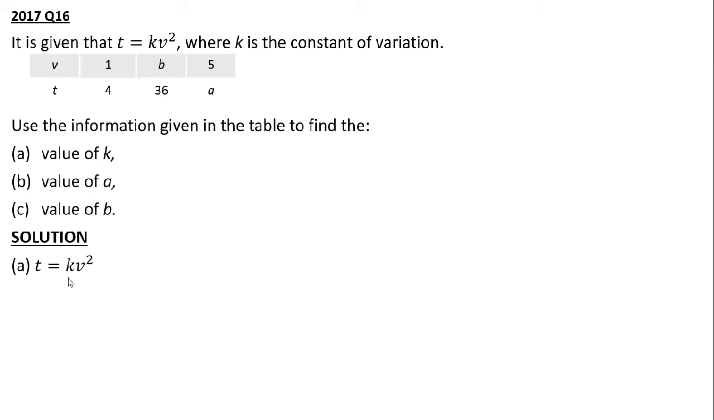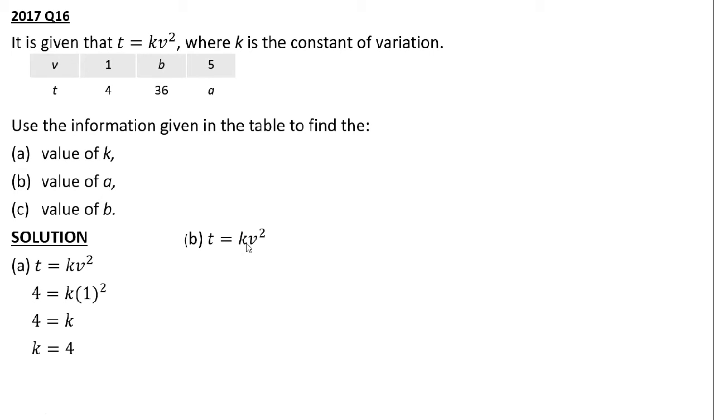T equals kv squared. So what we are going to do is to pick those values where v is 1 and t is 4 to help us find the value of k. So where there's v, we'll replace it with 1, and where there's t, we'll replace it with 4. 1 squared is the same as 1. So our k is equal to 4. We go to the next one.